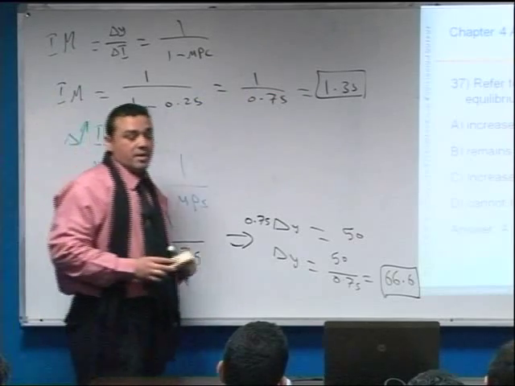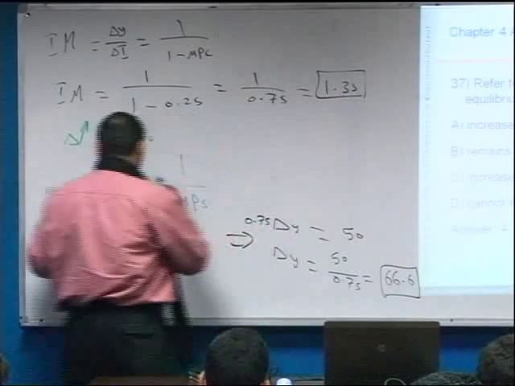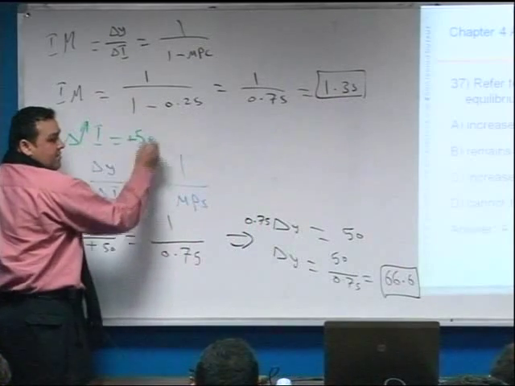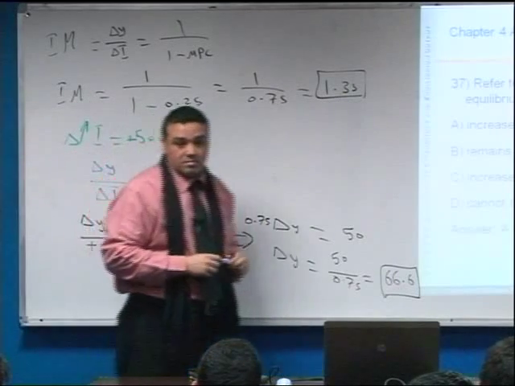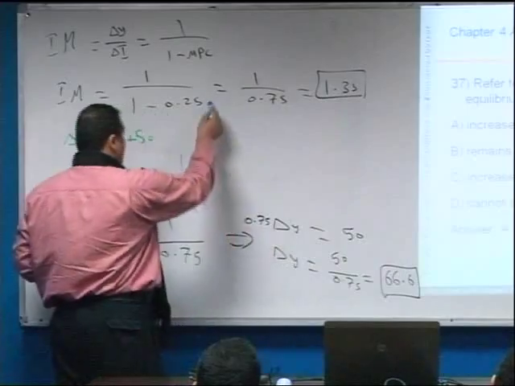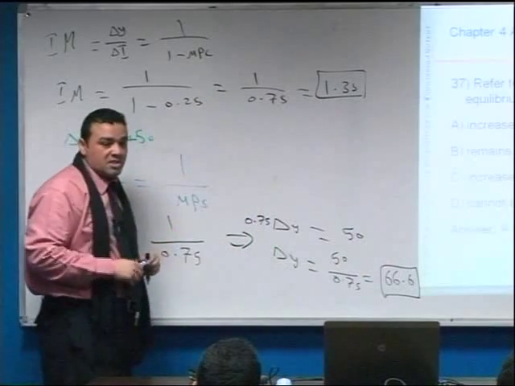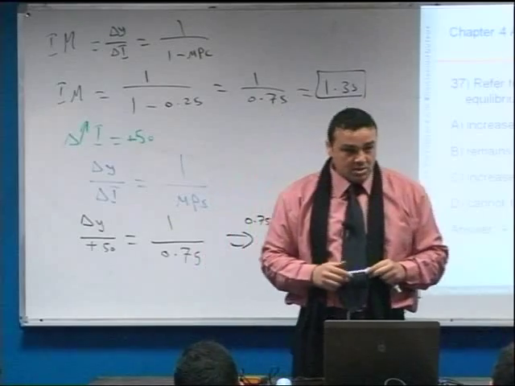Now suppose that the change in investment remains constant. We have an increase in the investment by $50 million. And MPC increased to 0.30. How much is the change in aggregate output or the aggregate income? So what do you see?